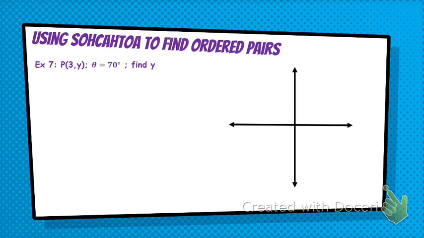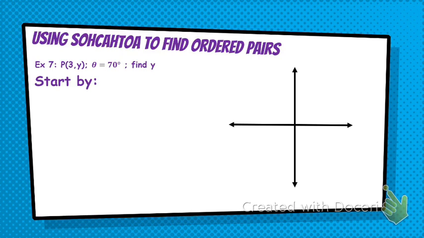Okay, we're going to use SOHCAHTOA to actually find ordered pairs now. So not looking at exact values like what we just did, but here I'm going to give you part of an ordered pair and an angle, or maybe both points, and we'll find an angle. We'll do kind of all of that stuff. But here we're given a point (3, y), and we're given our angle theta is 70 degrees, and we want to find y. So first, let's see if we can determine what quadrant we're in.